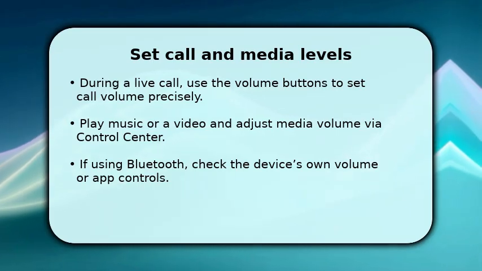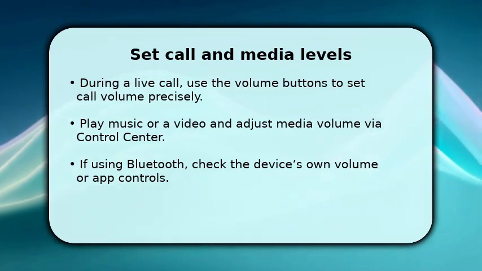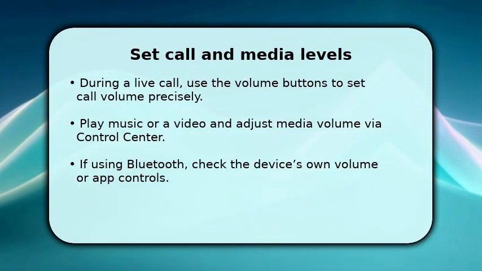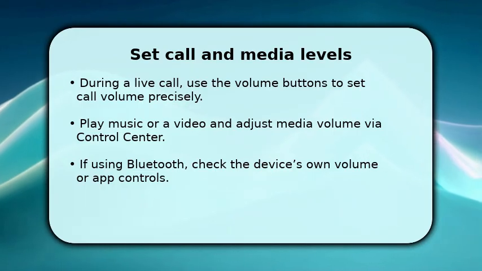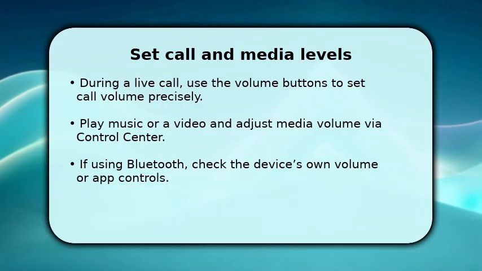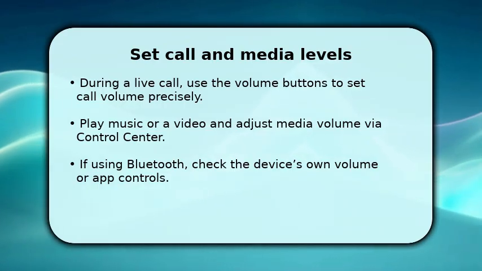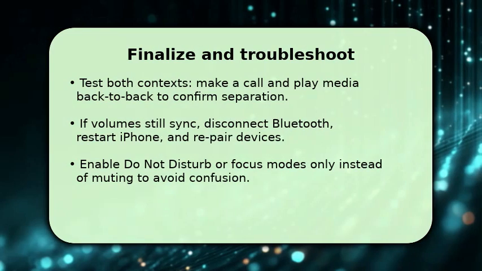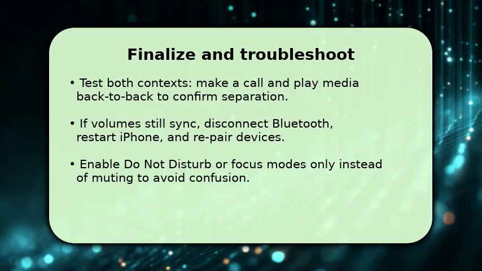Once the call ends, play a song or video and swipe into Control Center to change media volume without affecting your ringer. If you use Bluetooth headphones or a car system, make sure their onboard volume isn't overriding the iPhone. Adjust both device and iPhone levels until they behave independently. Finish by testing. Call someone and then play media right after to confirm the volumes stayed different.